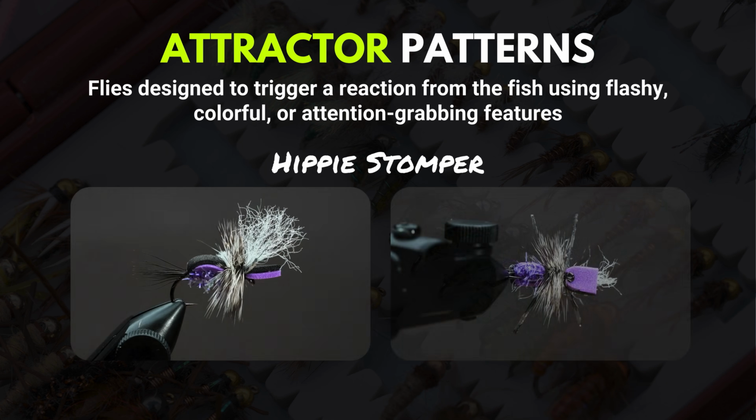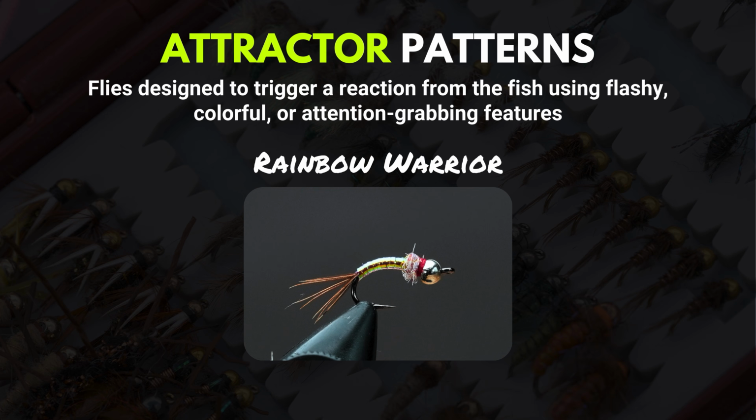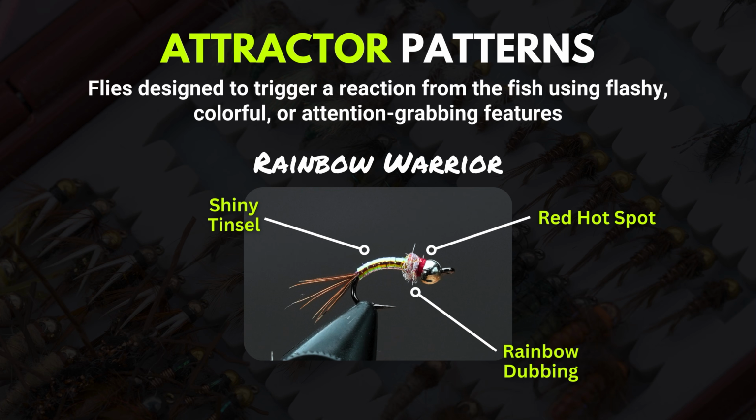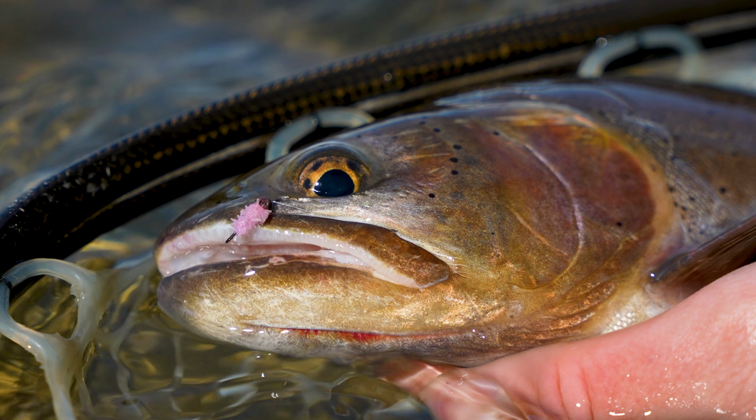Examples are the hippie stomper, which is purple in color, the size of a beetle or grasshopper, uses hackle like other common dry flies, and rubber legs that wiggle and can elicit a strike. Or a rainbow warrior, which is multicolored, super flashy in the water, but is the same size and shape as other mayfly or midge imitations. And so in this situation, when there's not really much happening on the river, I'll tie on a couple of attractor patterns and see if there's a fish that's willing to bite.